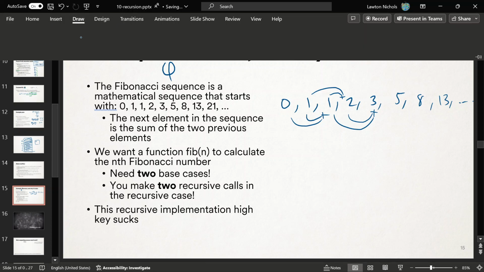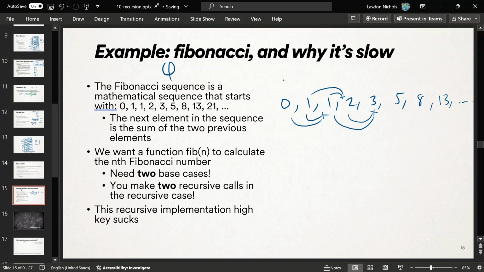Let's say that the 0th Fibonacci number is this one. Let's give them indices. This is the first Fibonacci number, index 2 of the Fibonacci sequence, 3, 4, 5, 6, 7. All right? So let's do that. And let's say we want to make a function called fib of n that calculates the nth Fibonacci number. Okay? So notice, do you see the recursive rule?